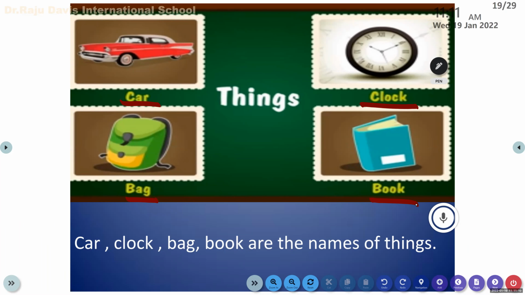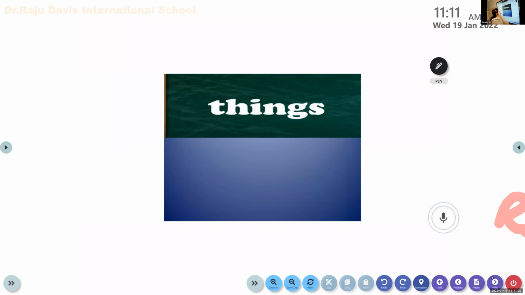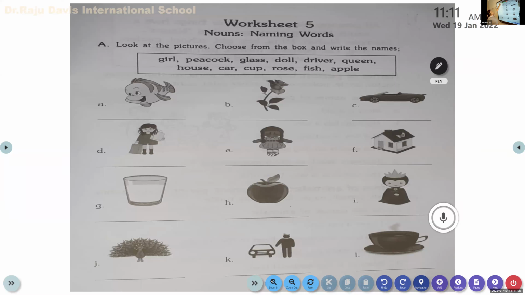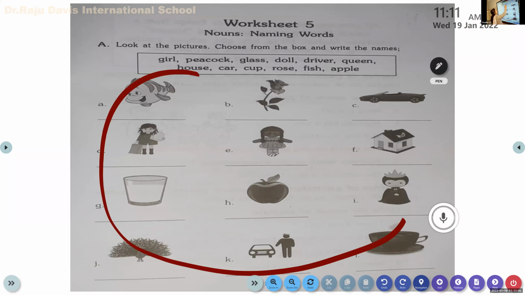Let's understand the concept well, so you should be able to write the test paper very well. Let's understand what it is. All of you, please do take page number 17. All these pictures that we see here are all nouns. They represent a person, place, animal, or a thing. Clear to all of you?